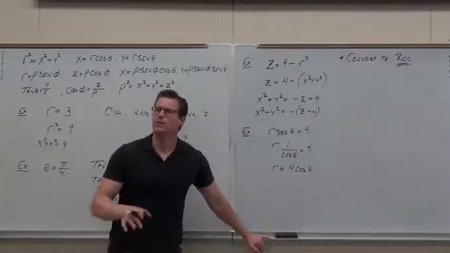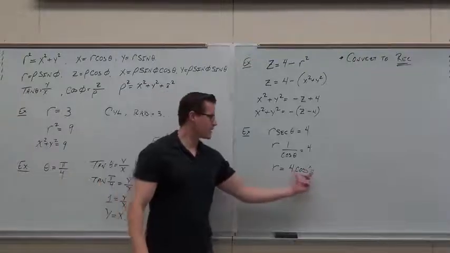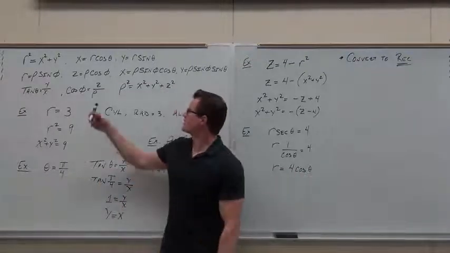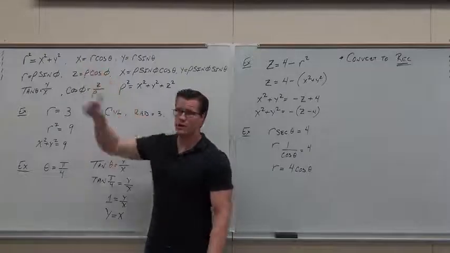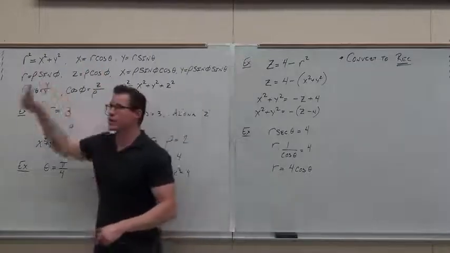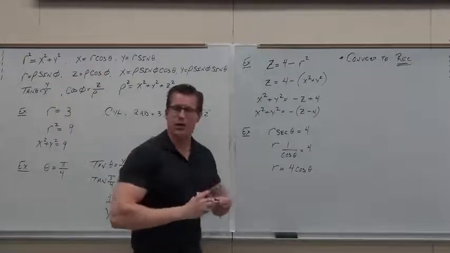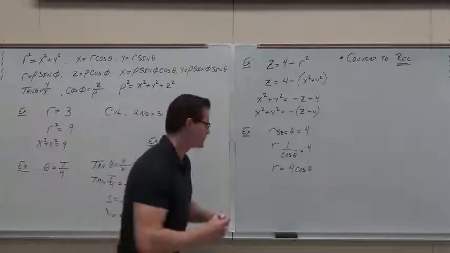And then you go, here, how about this one? I know that I like cosine as long as cosine has an r in front of it. I know I like r's as long as they're squared. Let's multiply both sides by r. These are things that you can do.